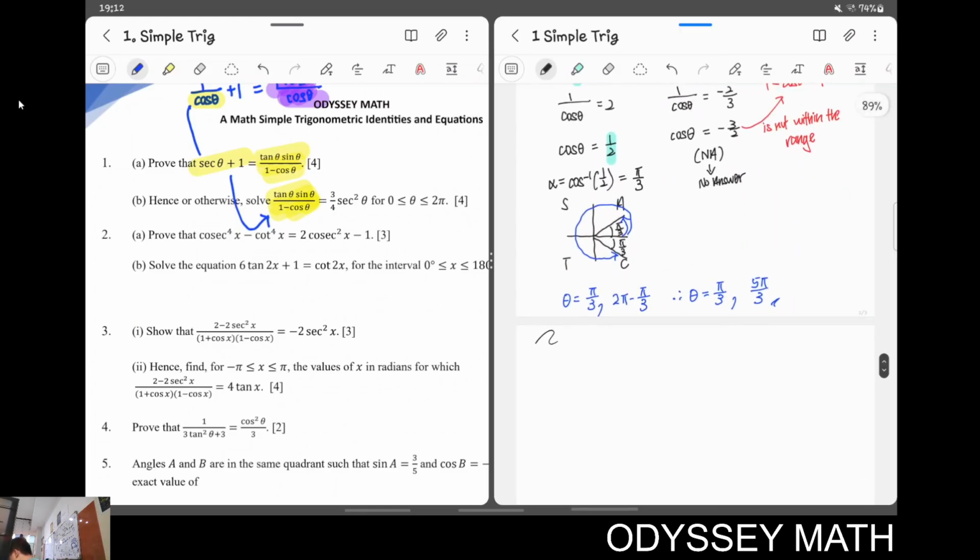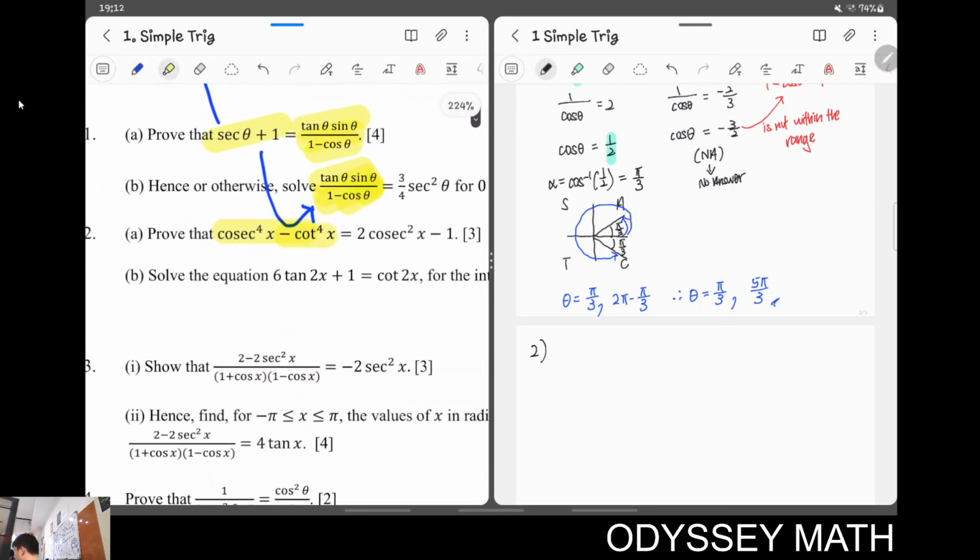Question number 2, we have to prove that cosecant to the power of 4x minus cotangent to the power of 4x equals 2 cosecant square x minus 1. So here I would say the complicated expression is the left hand side. Is that okay? And I want you to write down this identity. That's a to the power of 4 minus b to the power of 4. It's not really an identity, but if you can recognize that we are still using a square minus b square. So this is a square minus b square, a square plus b square. Got it?